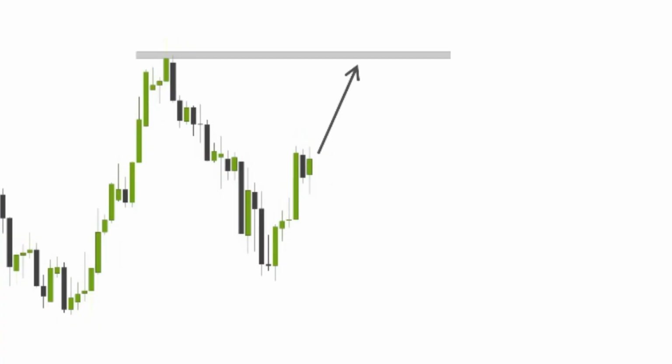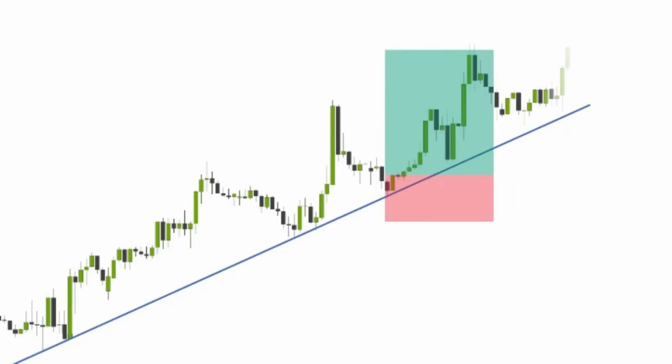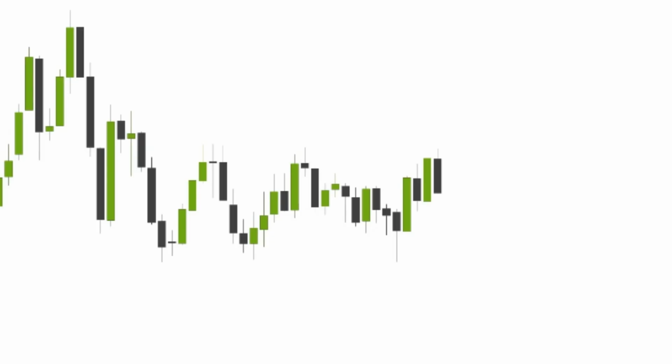Another example, on the 1-hour chart, we have an uptrend. When we switch to the daily chart, we can see that the next major level is still far away, giving the price room to move. So when we return to the 1-hour chart, we can take a long setup comfortably and aim for the daily structure.